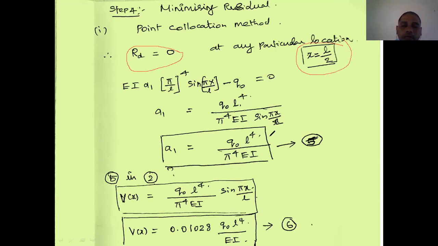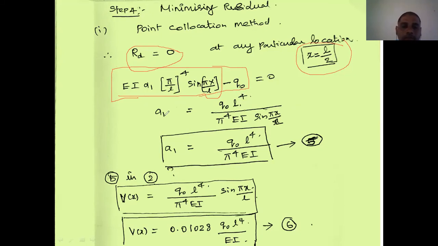Or else you can substitute the value later. Whichever is the convenient way, you can do it. So here, EI into A1 into pi by L the whole power 4 into sine pi x by L, minus q naught, is actually the residual function. So what we are going to do is substitute this value x equal to L by 2, and then we are going to make it 0.